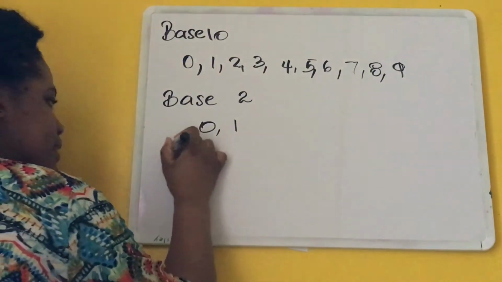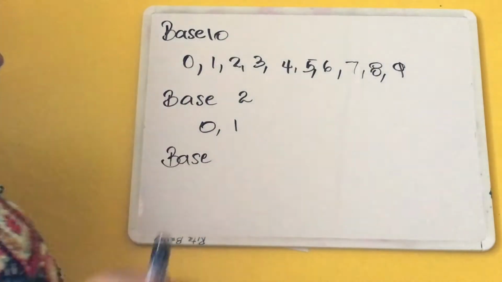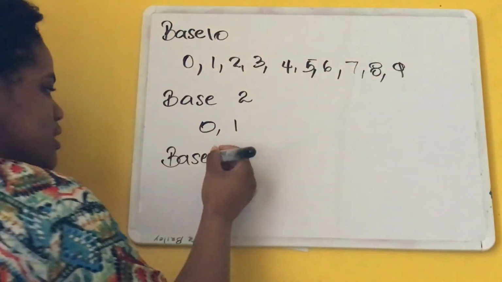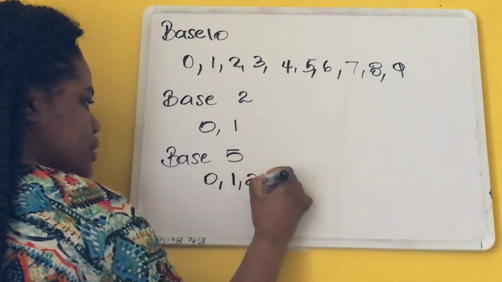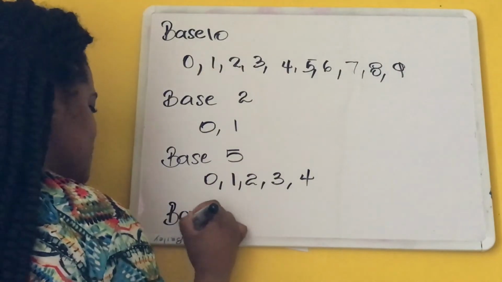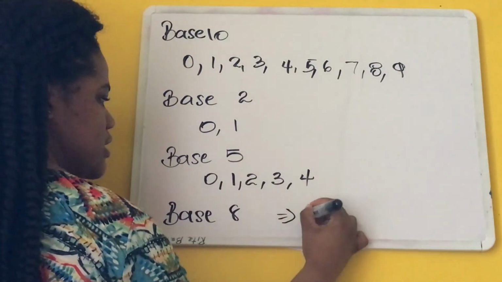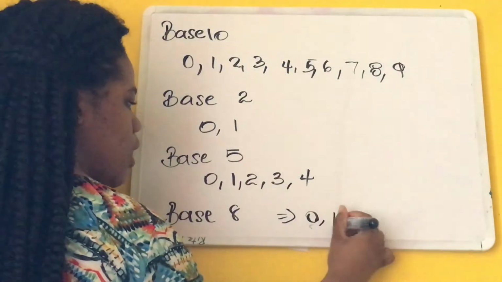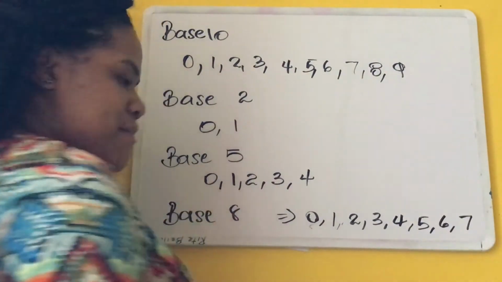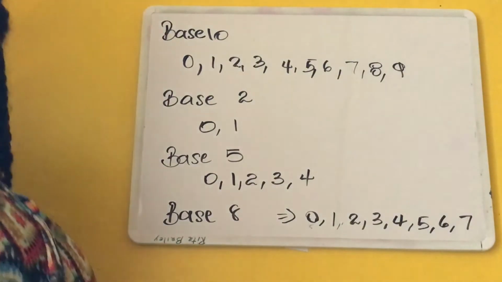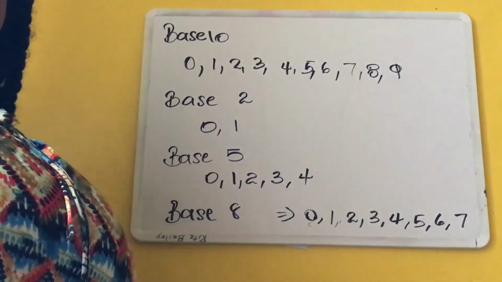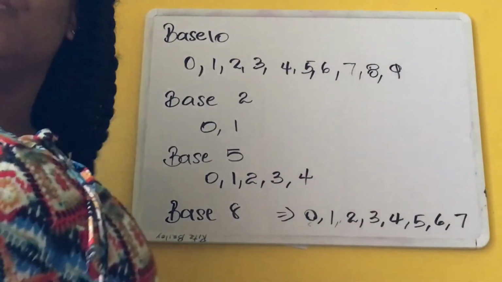In base 5, so we're only going to look at base 2, base 10, base 5, and base 8. So in base 5, again, we use the digits that are less than 5. So 0, 1, 2, 3, and 4. And in base 8, we use the digits 0, 1, 2, 3, 4, 5, 6, and 7. Correct?